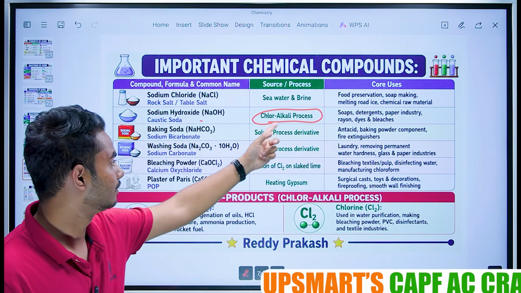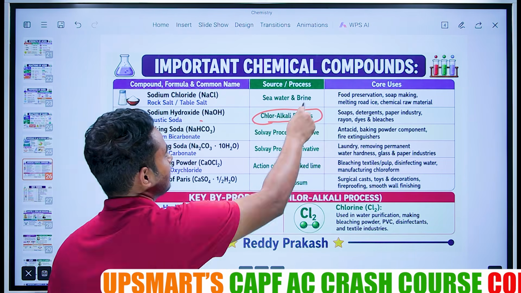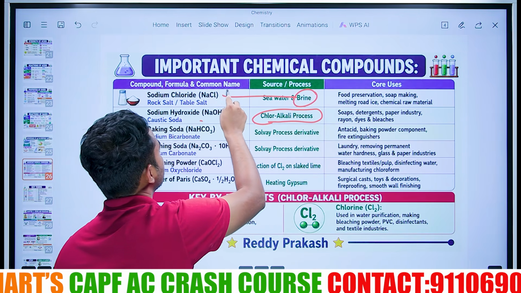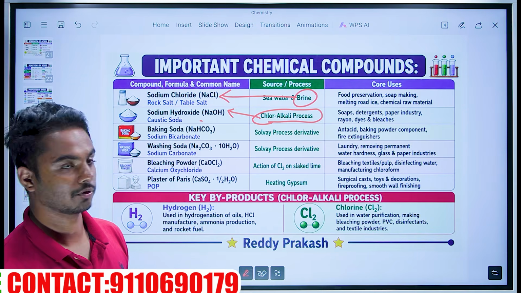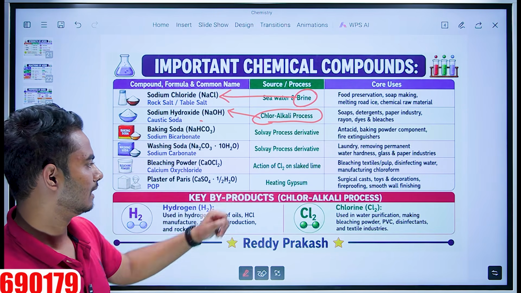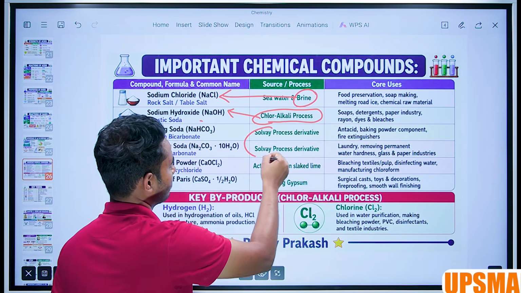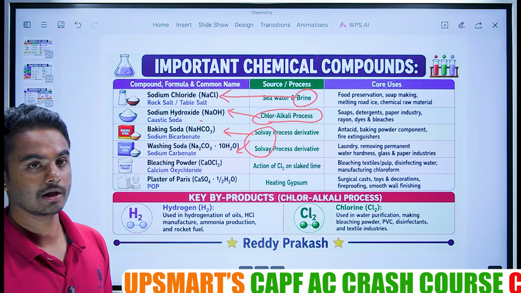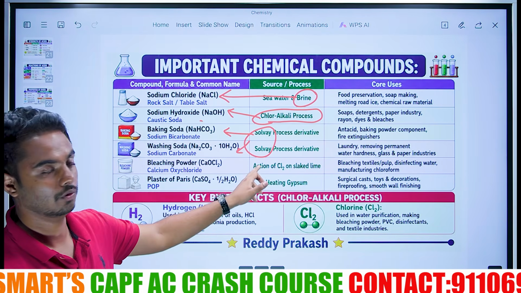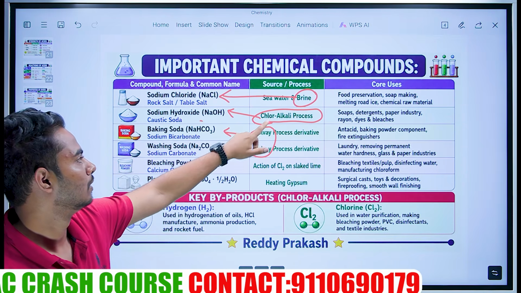The brine process will give sodium chloride. Sodium hydroxide is obtained from the chlor-alkali process. These are also important. The other thing is the Solvay process. The Solvay process will give baking soda and washing soda. Soda is through the Solvay process.